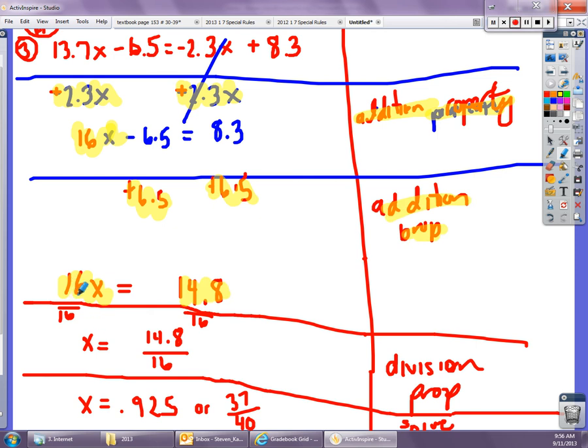Here now we're going to solve. We're going to get rid of the 16 by doing the inverse operation. So they're multiplying, so we're going to divide by 16 on both sides. And x equals 14 and 8/10 over 16. That's the division property.